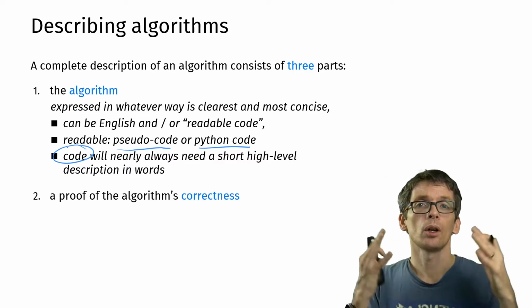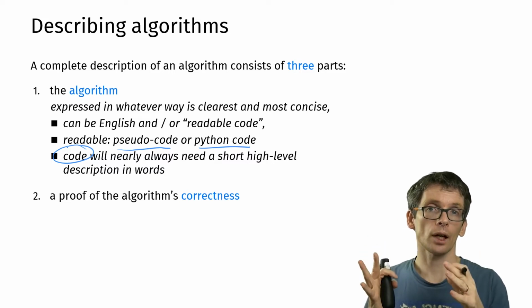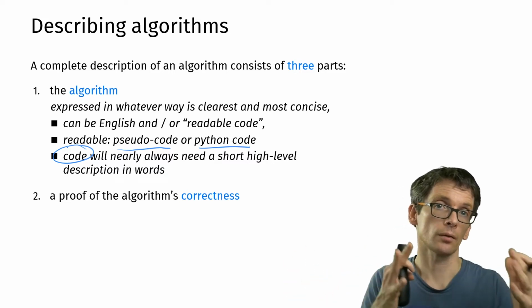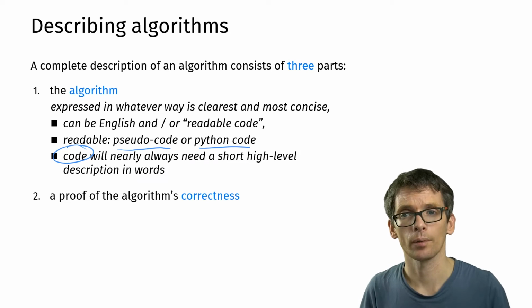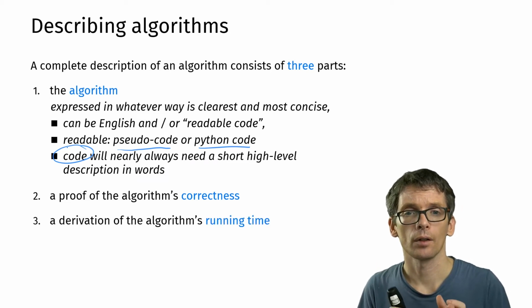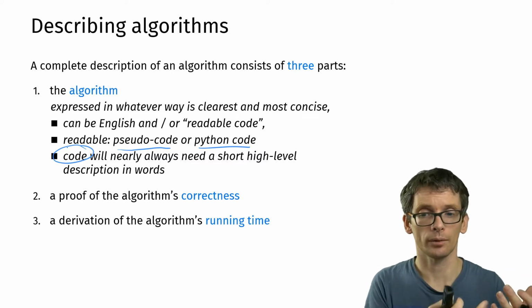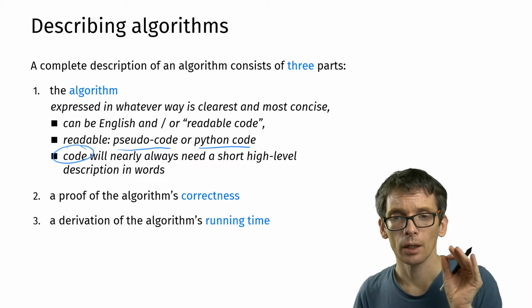Number 2, we want to prove that the algorithm is correct. We're going to look at that not today, but later in the course. And number 3, we want to derive the running time. And that's what we're going to focus on in the remainder.